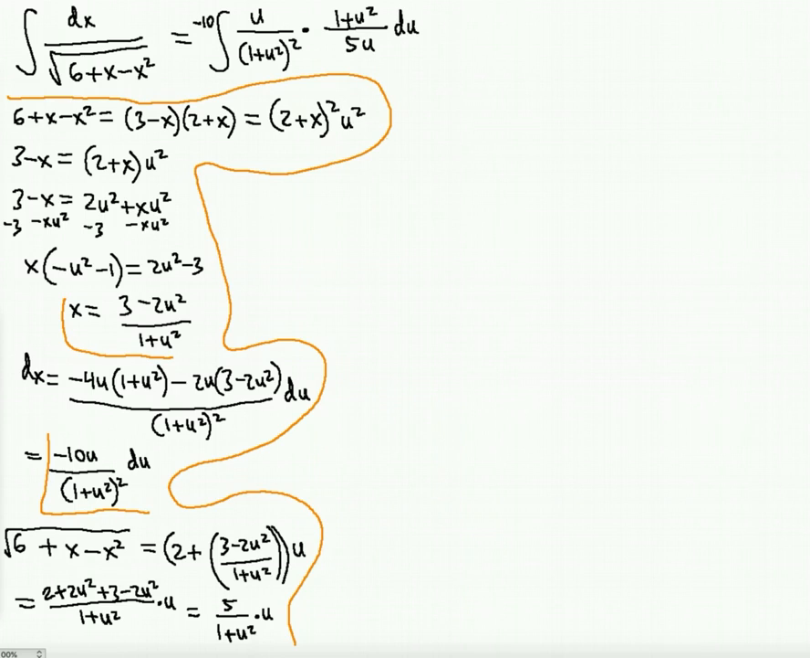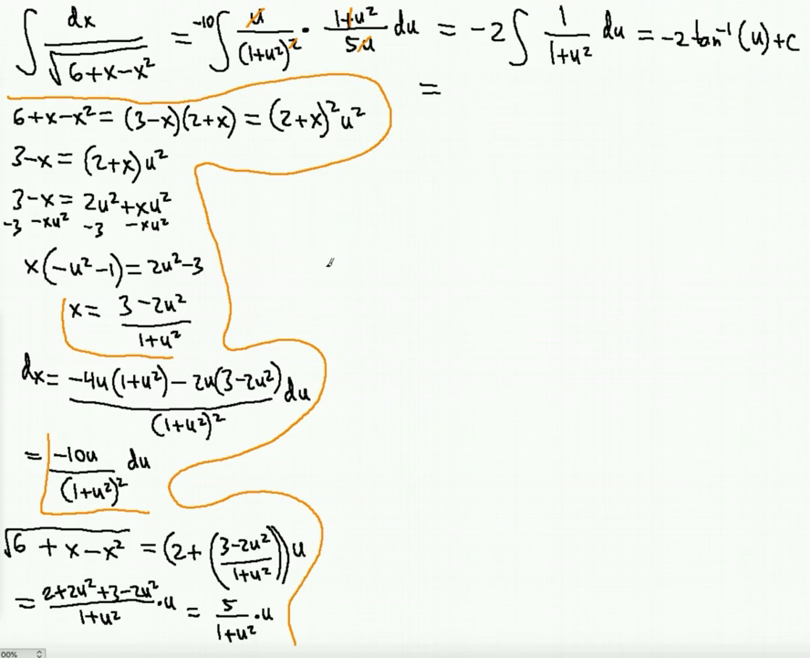Perfect. Now notice why I held the u. I didn't distribute the u, because I can see that the u here can be cancelled out, and so is the factor of 1 plus u squared on the bottom. So as a result, we'll have a much simpler integral. And also negative 10 over 5 is negative 2. So negative 2 integral of 1 over 1 plus u squared. Life is great, right? Because this is just arctangent. So this is equal to negative 2 arctangent of u plus a constant.